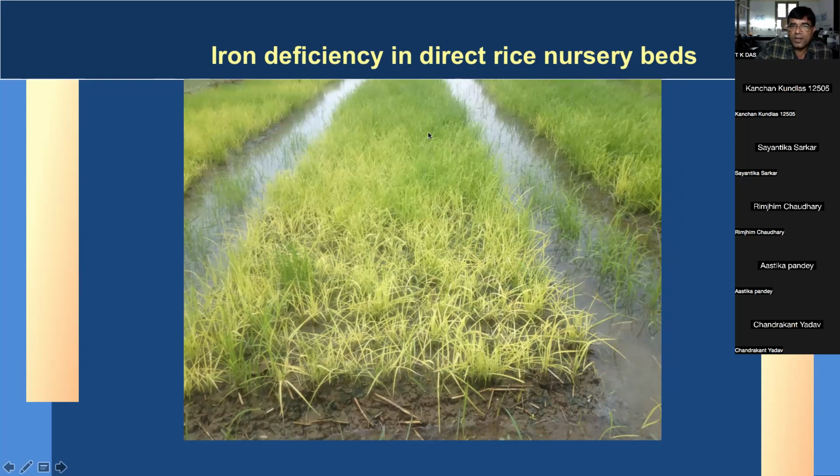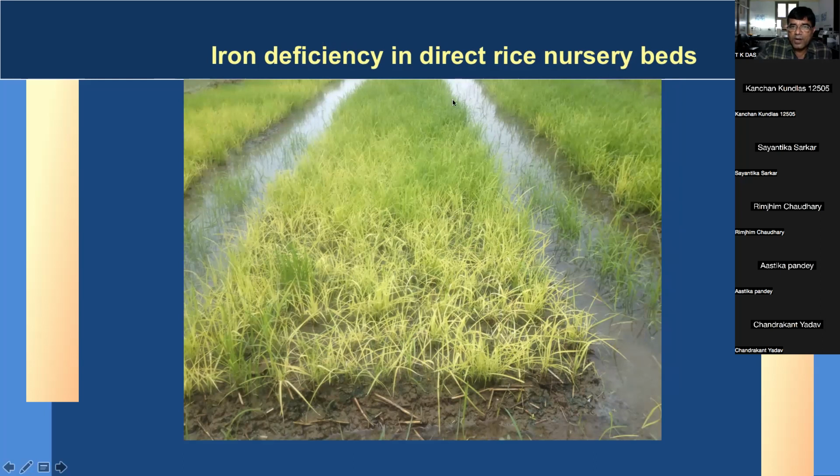And you can see on the lower side, they are green because water is stagnating. In this part, you can see this is very typical sandy loam soil. So here water is not staying, waterlogging is not happening. Therefore, they are yellow.